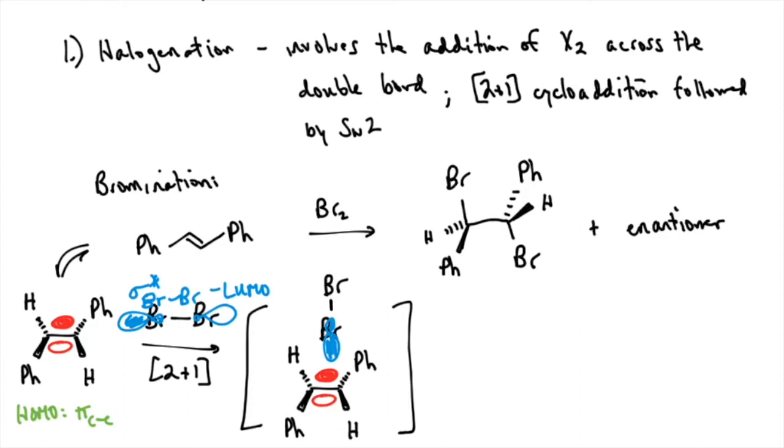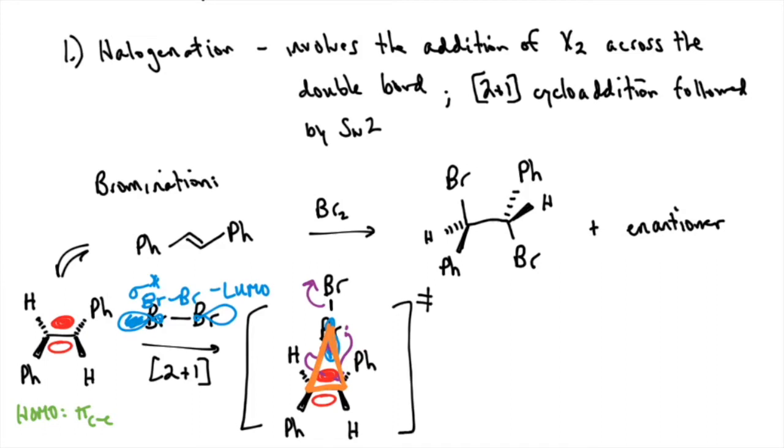So what is the series of arrows that we draw here? You have to follow along. I'm going to draw it in purple. The pi CC is going to populate that sigma star Br-Br. When you fully populate the sigma star Br-Br, you break the bromine-bromine bond. Then the lone pairs on bromine are going to back attack the other carbon atom. This is a transition state that is forming and breaking those bonds all at the same time. You can see that you're forming a three-membered ring transition state. So this is the cycloaddition part of this mechanism.